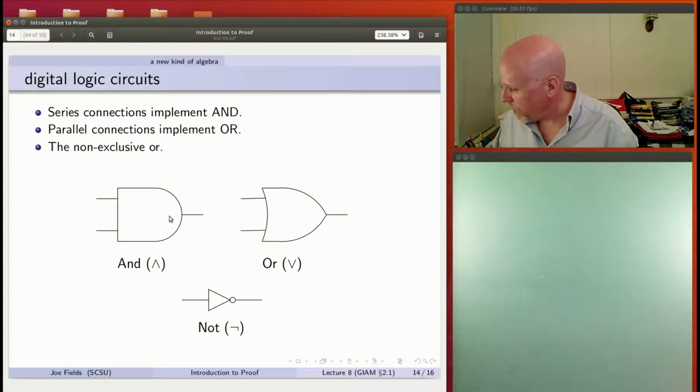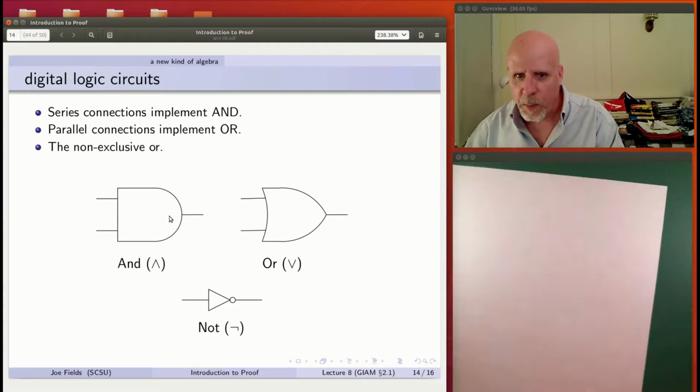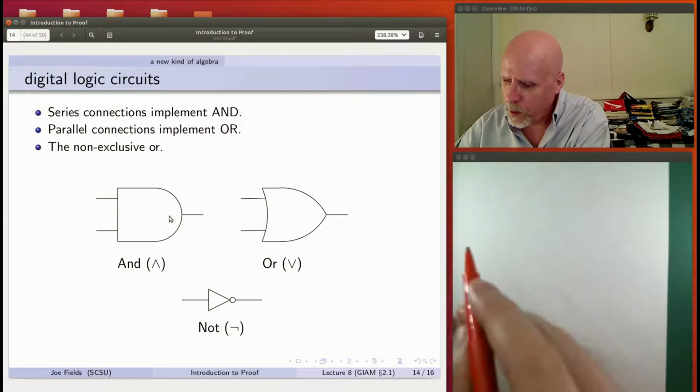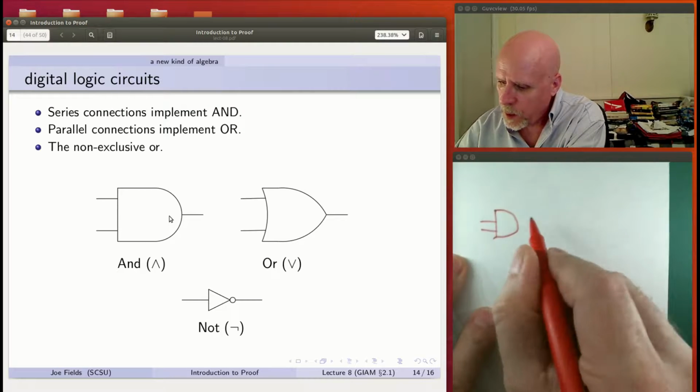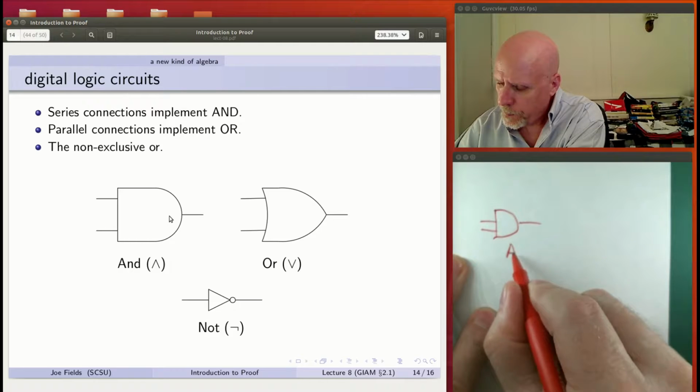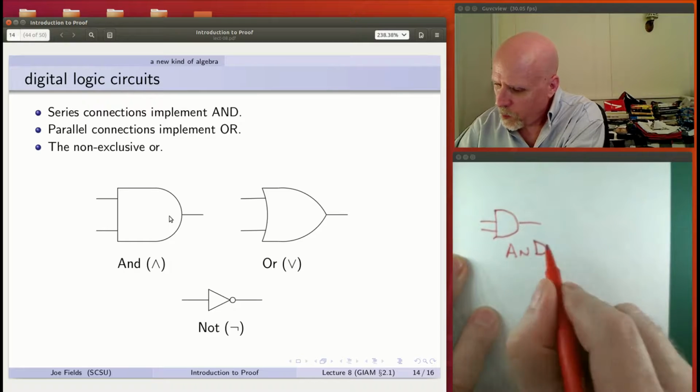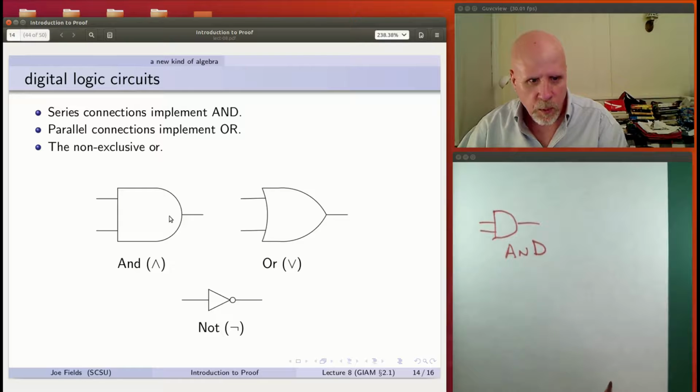What we've got in the slide here is the AND symbol. So I'm gonna draw them by hand as well, so I can talk about them. I just gave you this bit that the one that looks like a capital letter D is AND, and I'm going to write it with the capital letter D on the end just to help remind us.